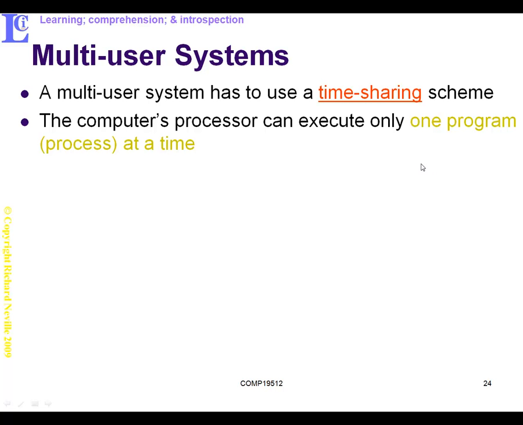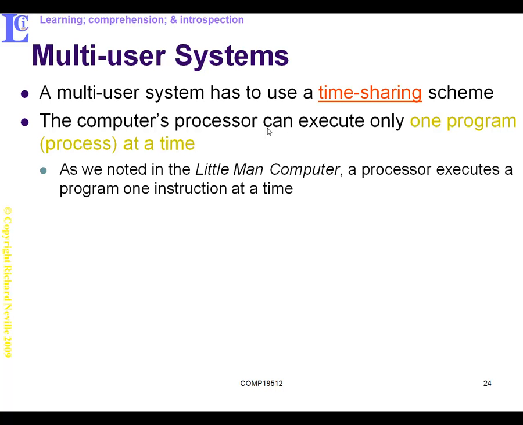The important thing here is that the processor, even though it might appear otherwise, can only execute one program or one process at a time. So the little man computer can't do this. It can only basically run one instruction at a time. So it can't do this clever thing of multitasking.